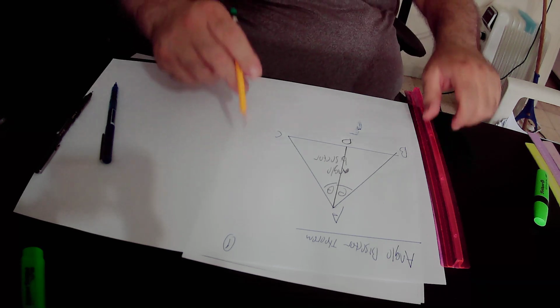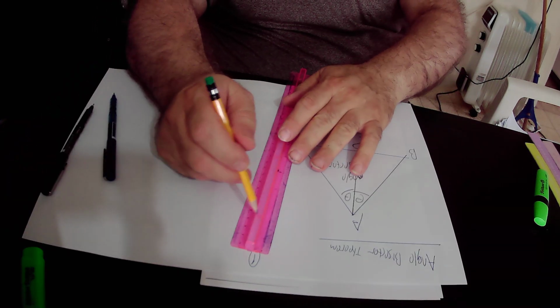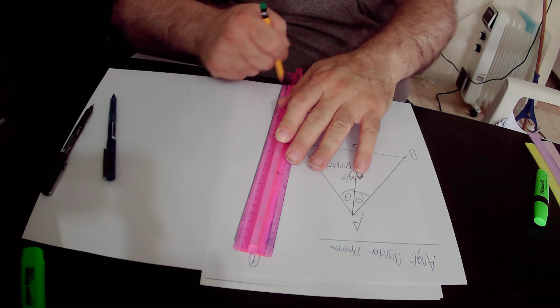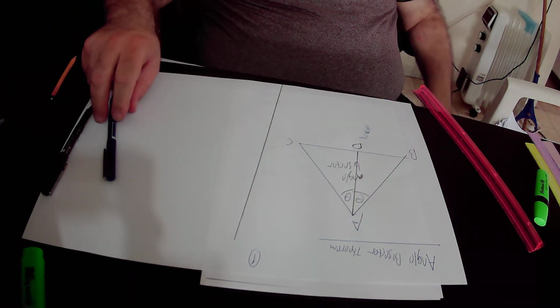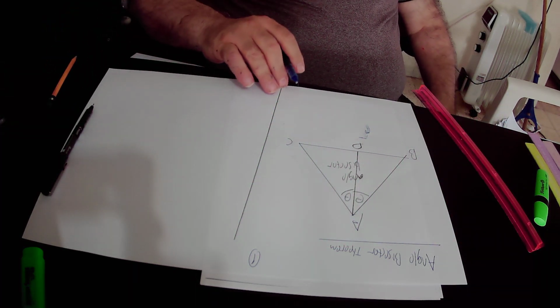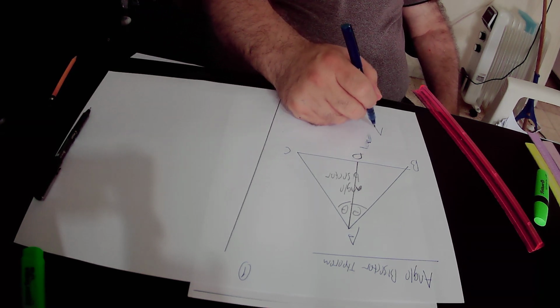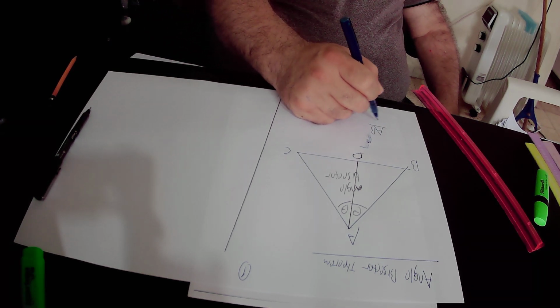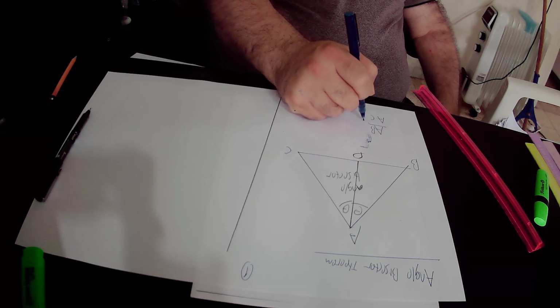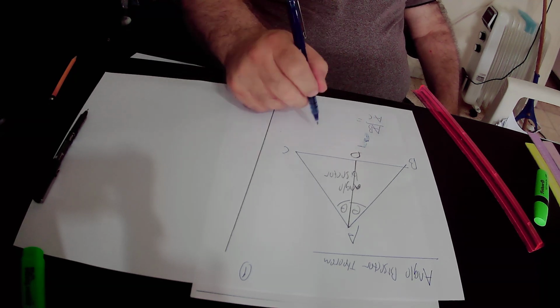And actually, according to the angle bisector theorem, we get that the following equation is true: AB over AC equals BD over DC.